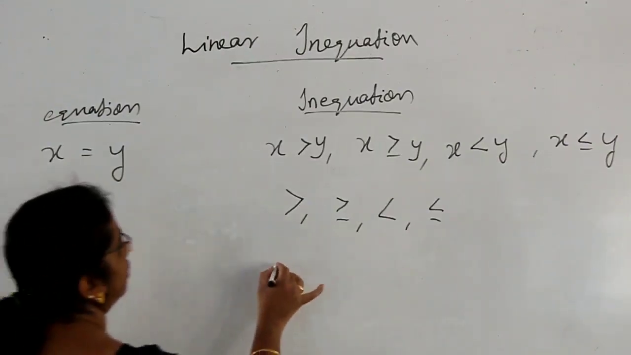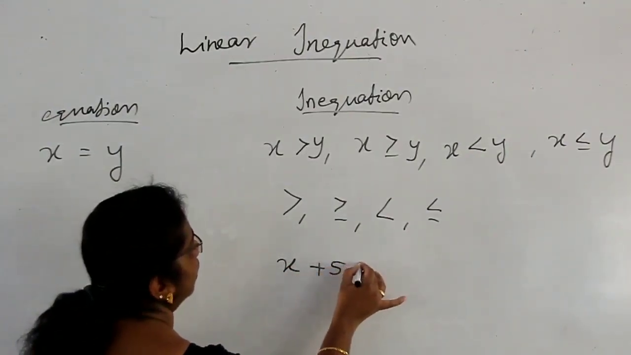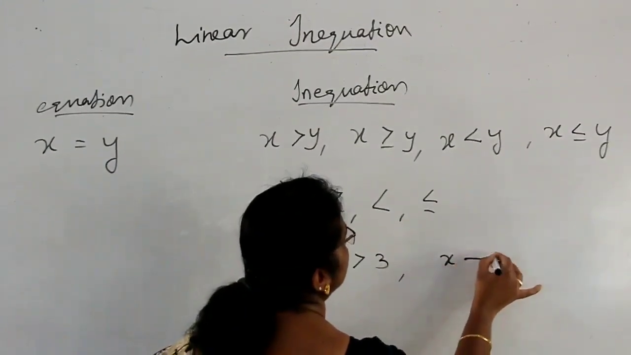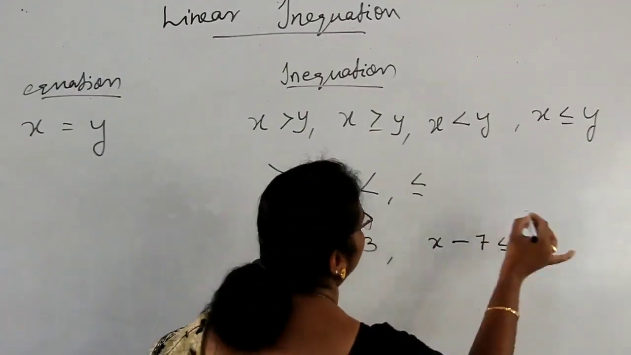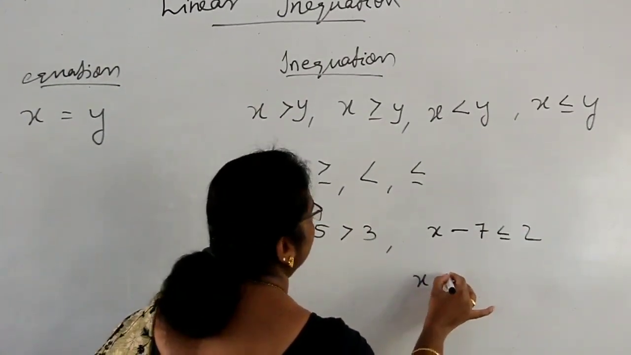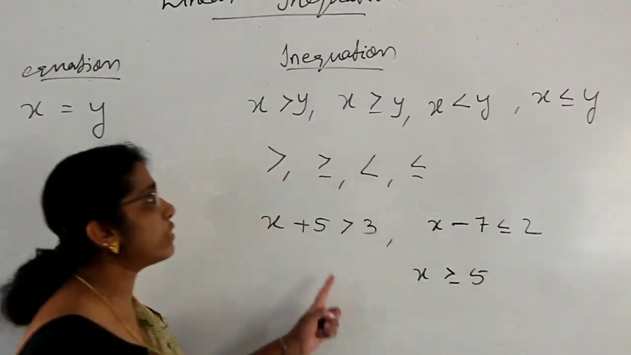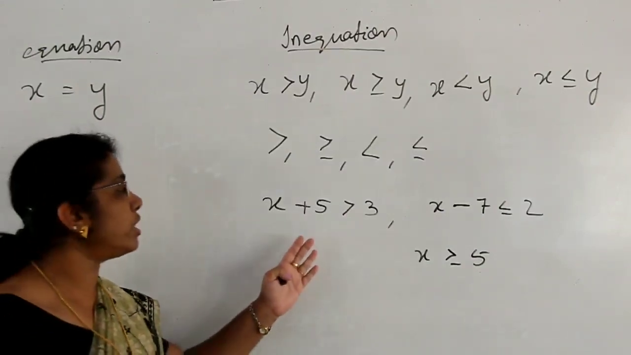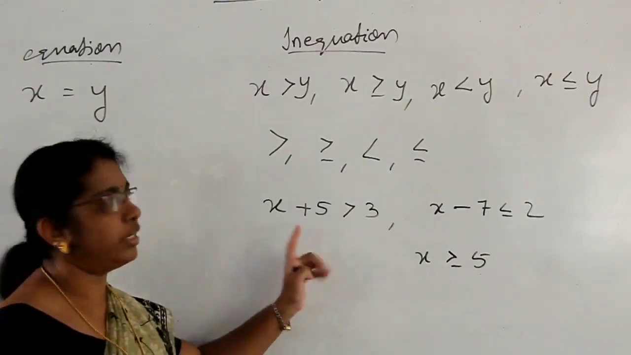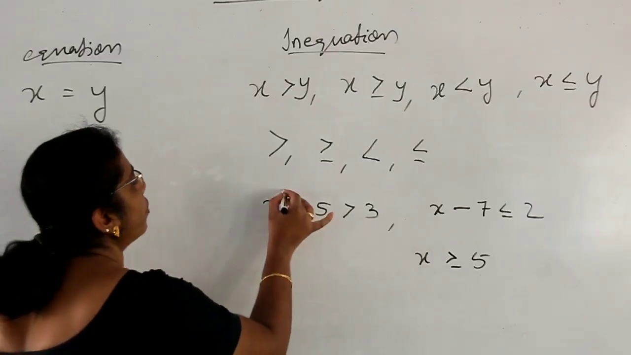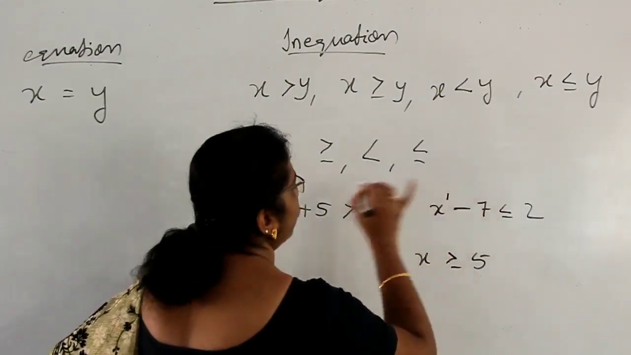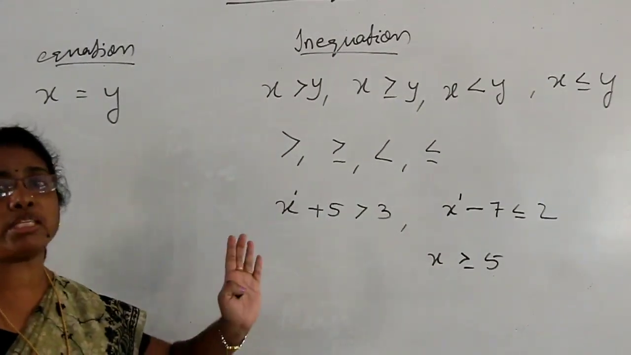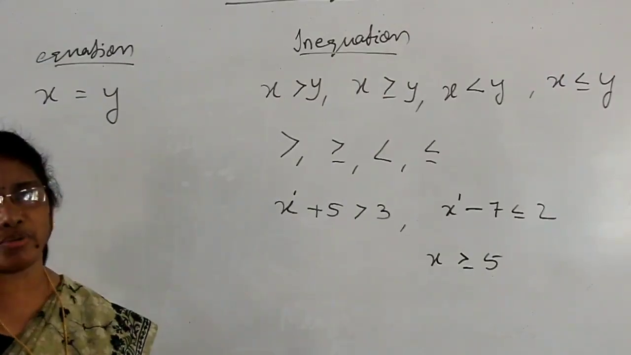Examples of inequation: x plus 5 greater than 3, x minus 7 less than or equal to 2, x greater than or equal to 5. These all are examples of inequation. Why are these called linear inequations? See the power of x. Here the power of x is 1. Here also the power of x is 1. So we can call all these inequations linear inequations.